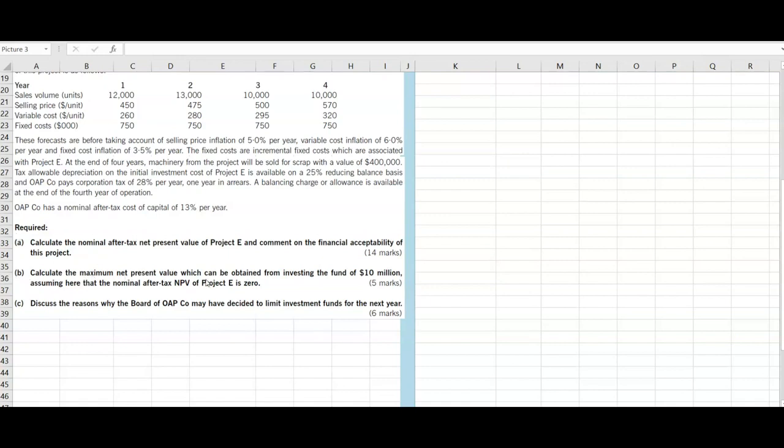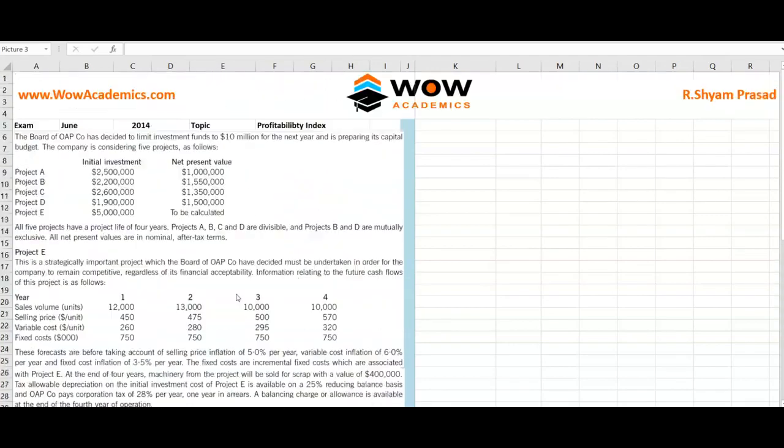Calculate the maximum NPV which can be obtained from investing the fund of 10 million, assuming here that the nominal after tax NPV of project E is 0. So project E has to be taken as a 0 NPV. So that is what is here. It is to be calculated and this has to be taken as a 0. So we'll read the question.